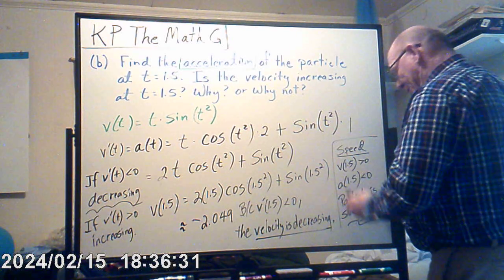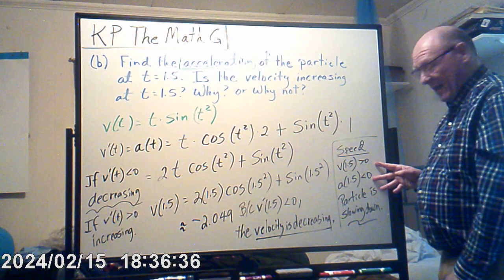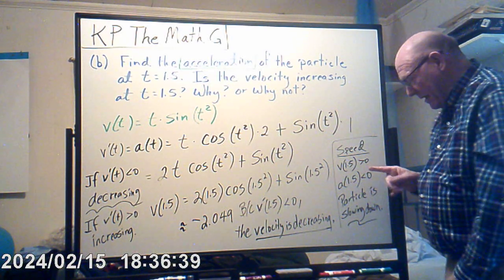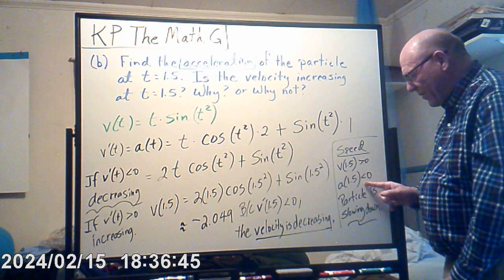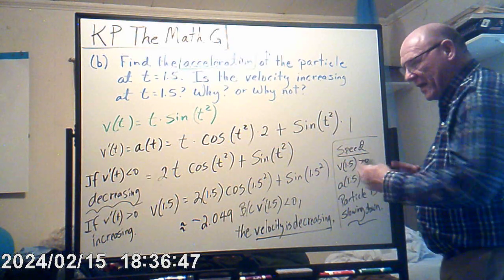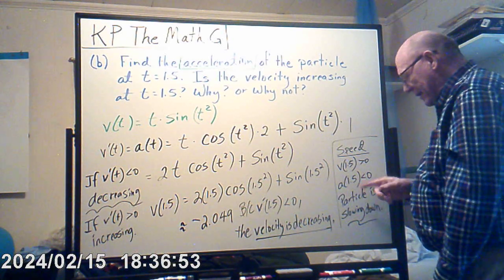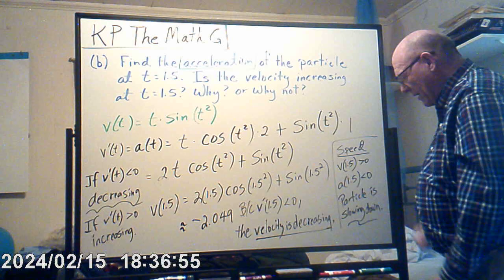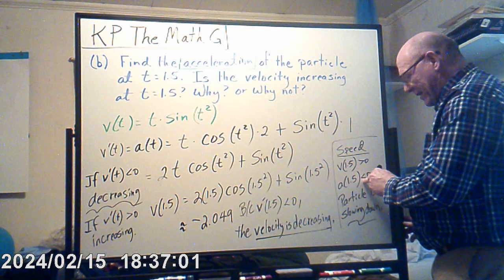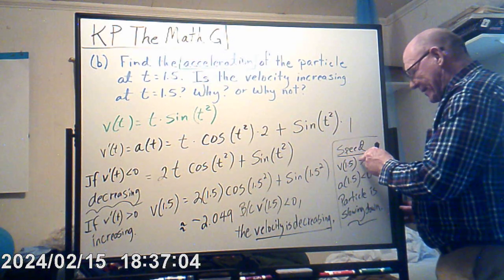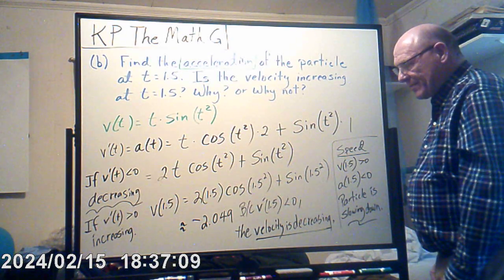If they were asking for speed, you would have to compare. Just keep in mind, for speed, the velocity and acceleration can both be positive or both negative if it's going to be speeding up. If we're talking about speed and the particle is slowing down, then either v is greater than 0 and a is less than 0, or v is less than 0 and a is greater than 0. Alright, so that's what I'm saying.